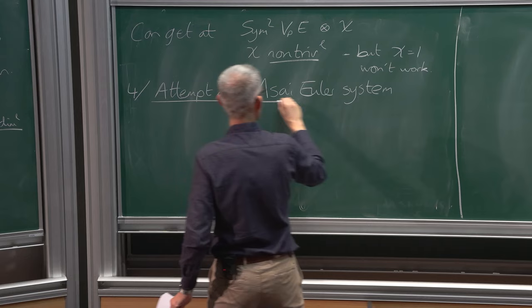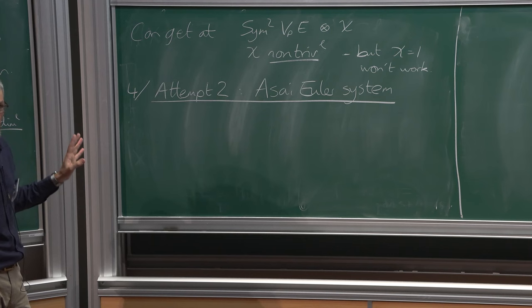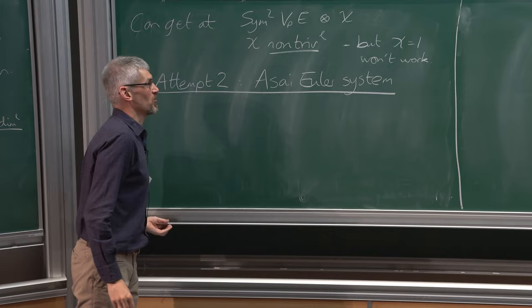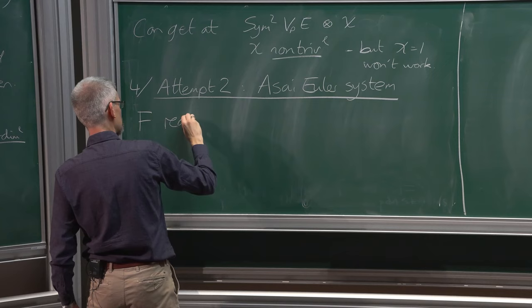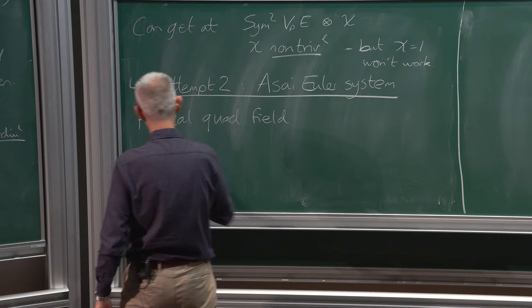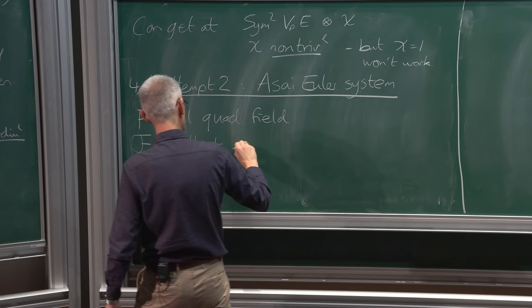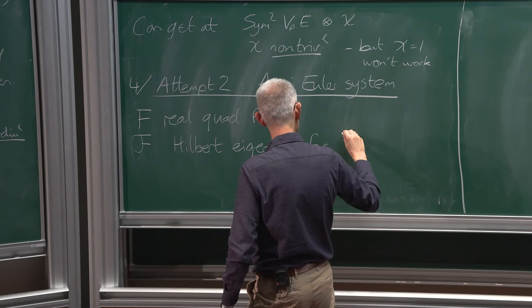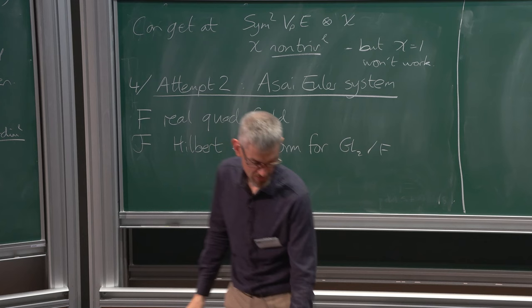So here's another construction that might initially seem to have nothing whatsoever to do with symmetric squares of modular forms or elliptic curves at all. So I'm going to take F to be a real quadratic field, and curly F to be a Hilbert modular form, an automorphic form for GL2 over F. As usual, I want this to be cuspidal.